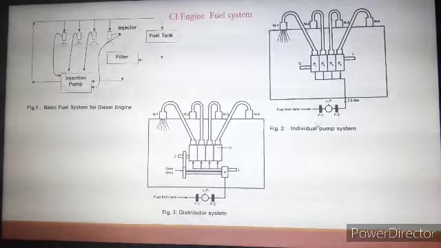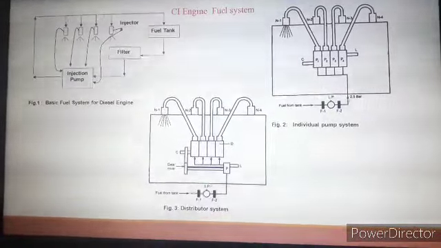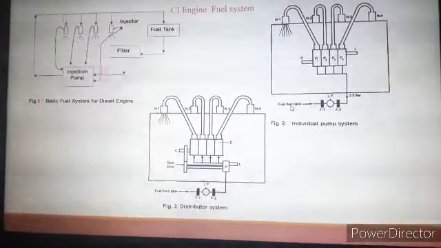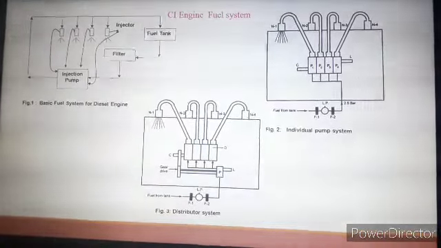Now this is the individual pump system. So here we have injection pump. So the details of this pump are explained here. Again, this is the fuel tank. It is the same fuel tank through which we take the fuel to the fuel pump. So this is a low pressure fuel pump.